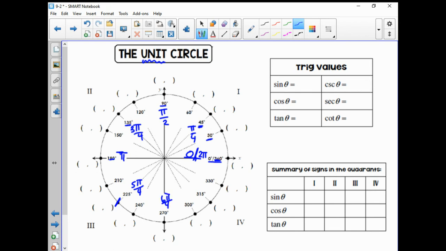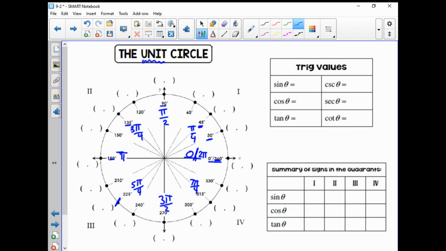However, we're not going to write it as 6 pi fourths because they like it to be written in simplified form. 6 and 4 can both be divided by 2. So it's 3 pi halves right there. But that was 6 pi fourths, and so that makes this one 7 pi fourths. So I just go around, and every 45 degrees, which is just half of the 90, I'm going to add another pi fourths.